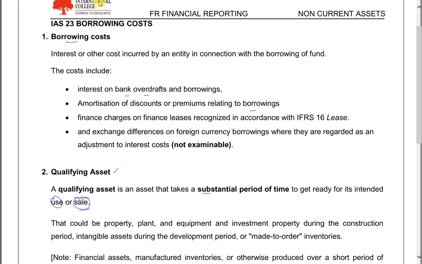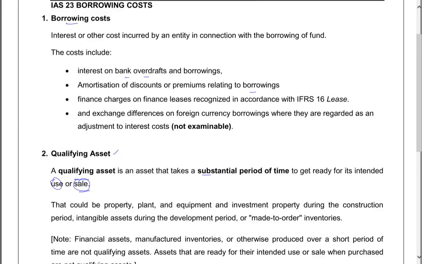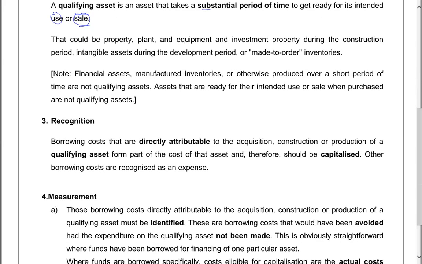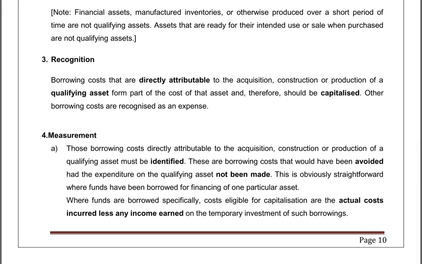And what happens if it's a qualifying asset? If it's a qualifying asset, the interest can be capitalized or expensed off. If it's related to a qualifying asset, then it will be capitalized. Otherwise, expensed off. Can you differentiate capitalized and expensed off? Asset, the qualifying asset. Otherwise, it is straight to the P&L.